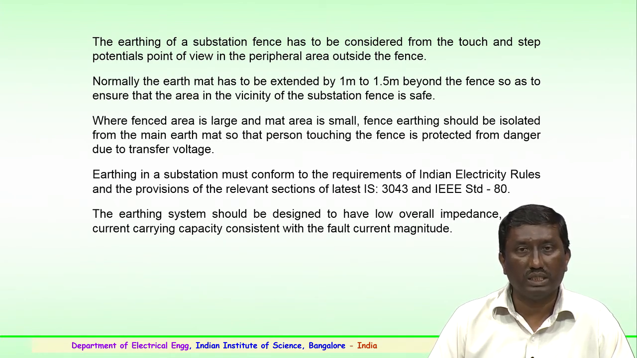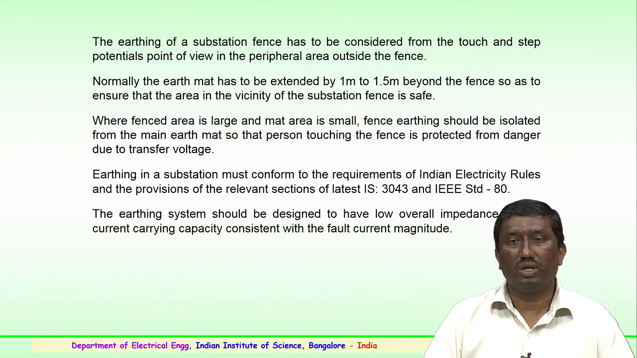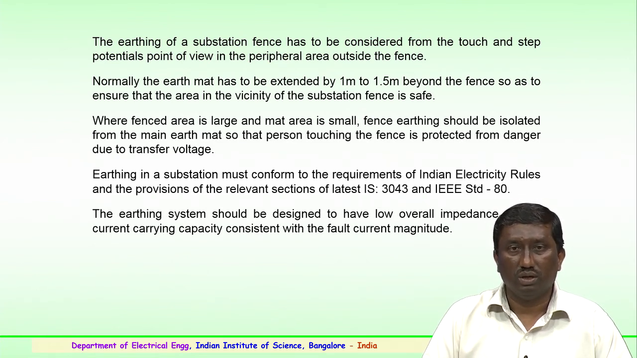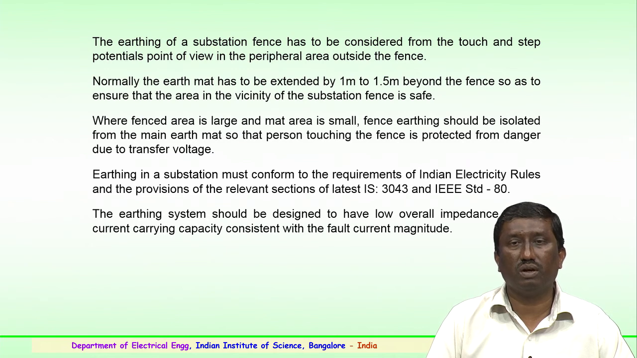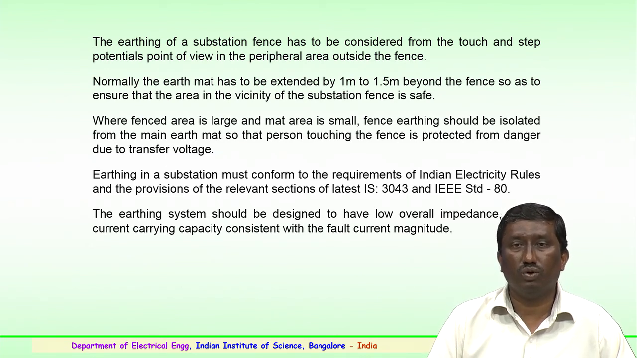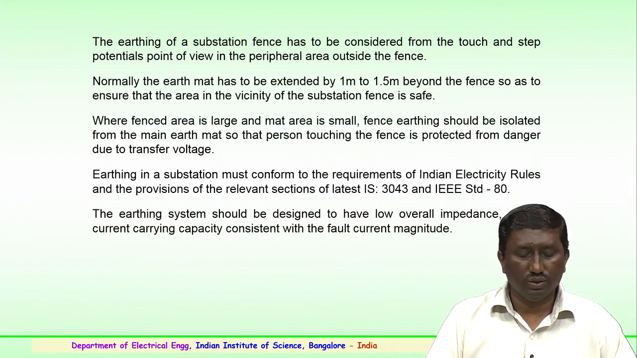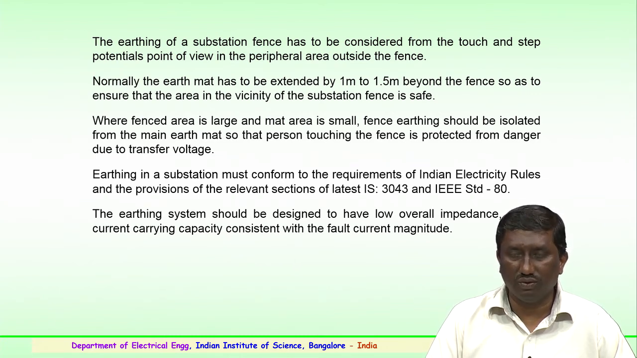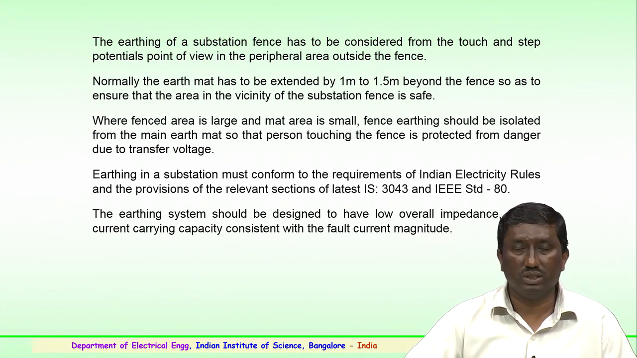So, the earthing or grounding in a substation has to conform to the requirements of the Indian Electricity Rules or the international electricity rules, and these regulations and the provisions of the relevant sections referred in the Indian standards 3043 and also IEEE standard 80 are clearly mentioned for the requirements for different voltage levels. So, the earthing system should be designed to have a low overall impedance, very important, very low overall impedance, and a current carrying capacity consistent with the fault current magnitude, which could be generated due to the faults in the network system.